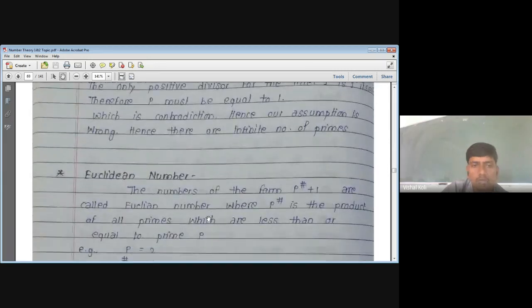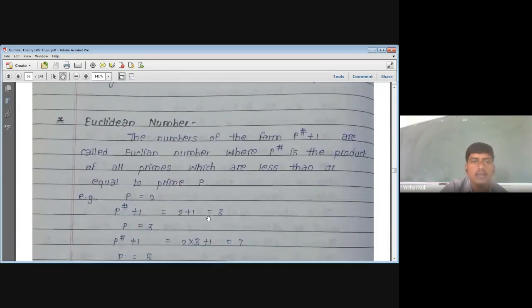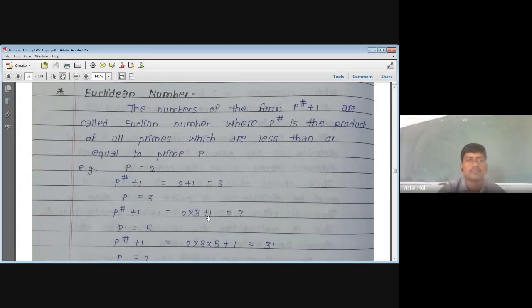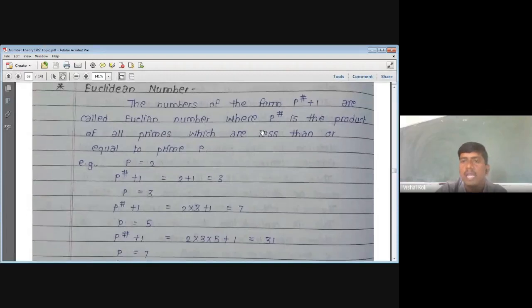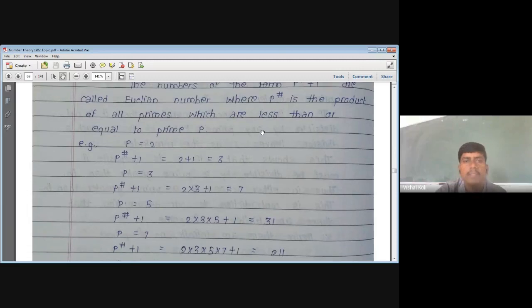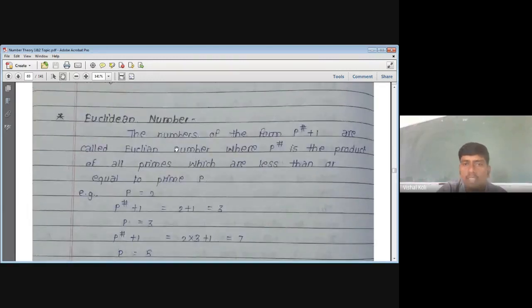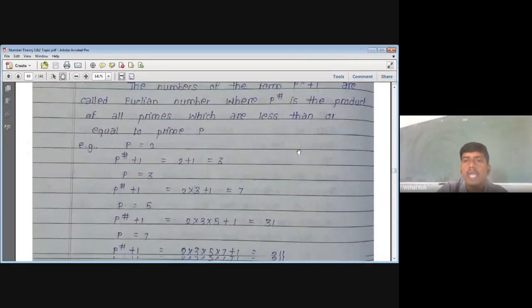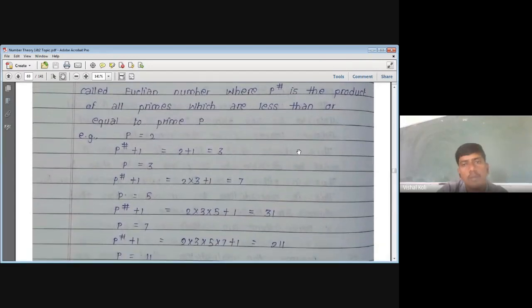Okay, now we have to see what the Euclidean numbers are. The numbers of the form p hash plus 1 are called Euclidean numbers, where p hash is the product of all primes which are less than or equal to the prime p. The Euclidean numbers are denoted by p hash plus 1, where p hash is nothing but the product of all primes which are less than or equal to prime p.